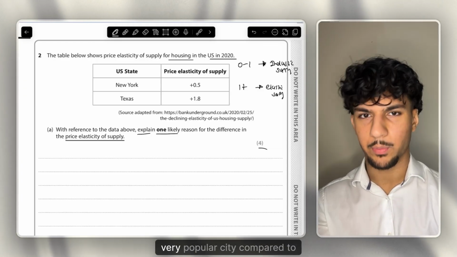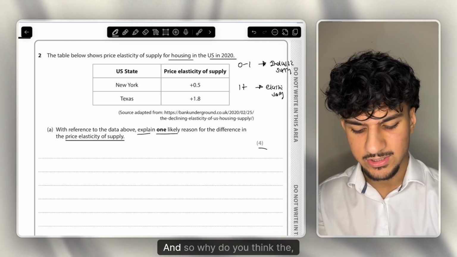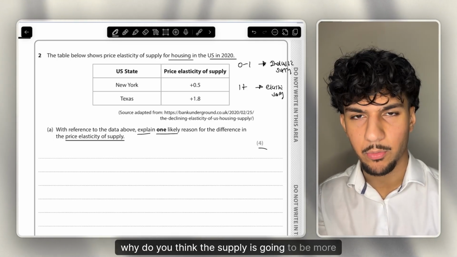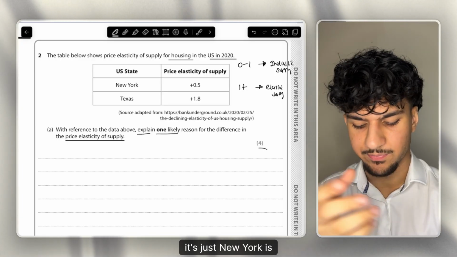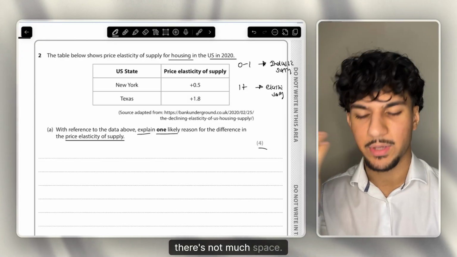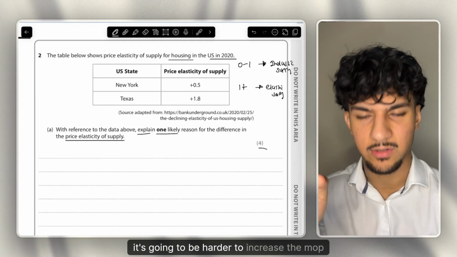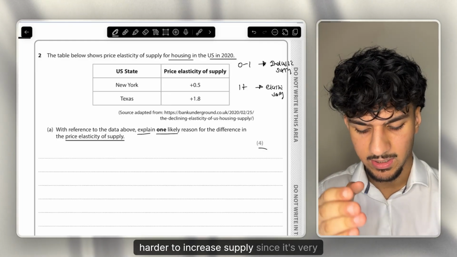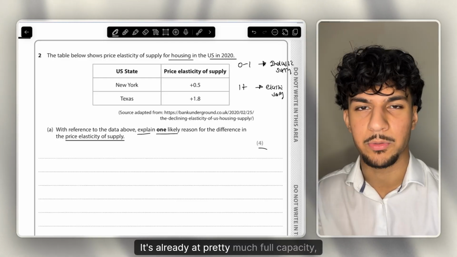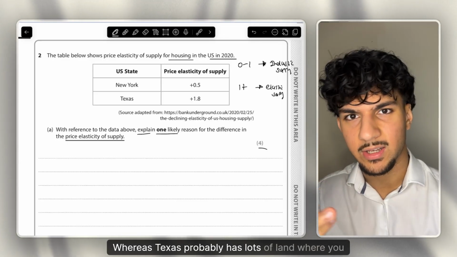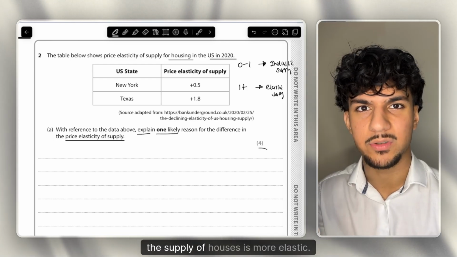So New York, of course, is a very popular city compared to Texas, which is still popular, but New York's like the big one, isn't it? And so why do you think the supply is going to be more inelastic in New York? It's going to be to do with spare capacity, since New York is very much like London, where there's not much space. Everything is basically filled up. So with New York, it's going to be harder to increase the amount of houses, harder to increase supply, since it's very rammed almost. So not much spare capacity. It's already at pretty much full capacity. Whereas Texas probably has lots of land where you can build houses on, therefore meaning that it's more elastic. The supply of houses is more elastic.